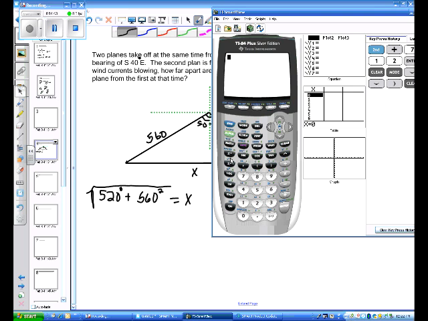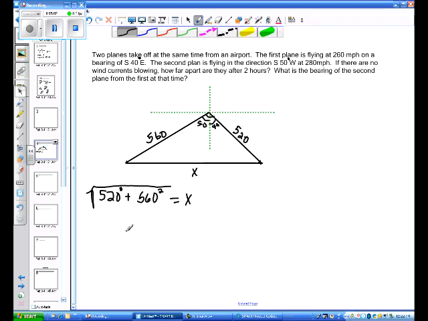So we have the square root of 520 squared plus 560 squared. And so they're 764 miles apart.